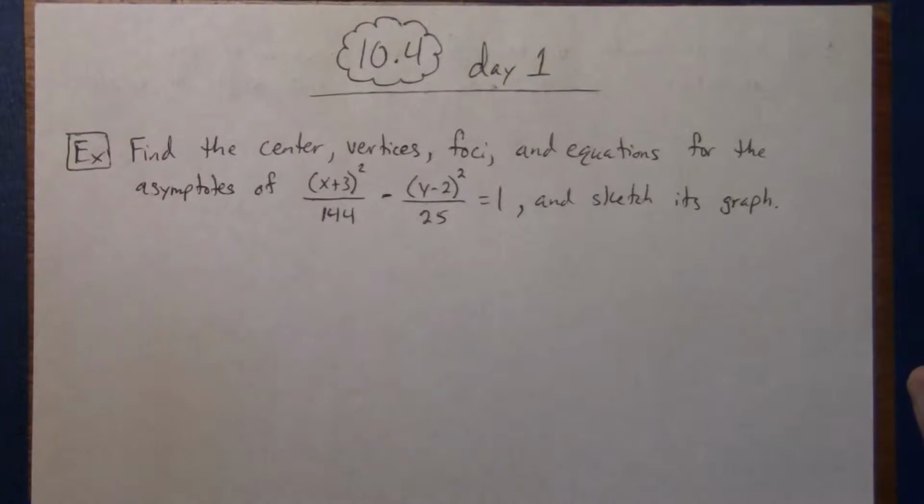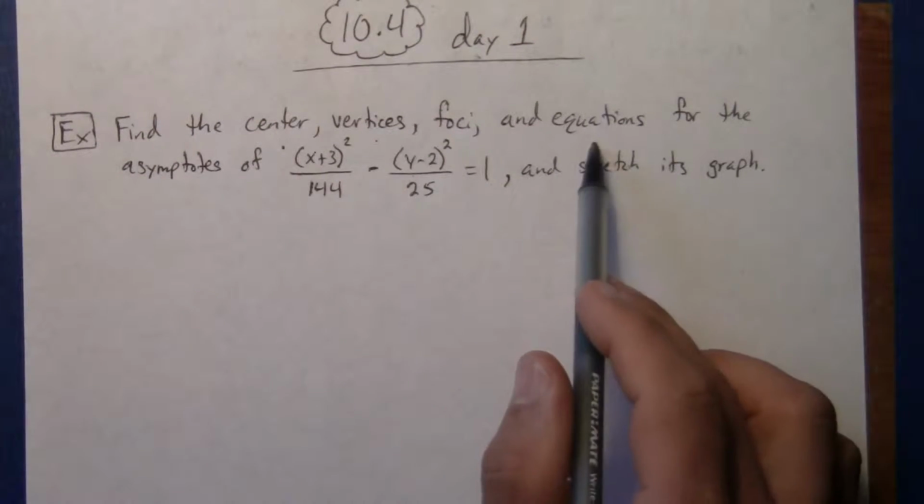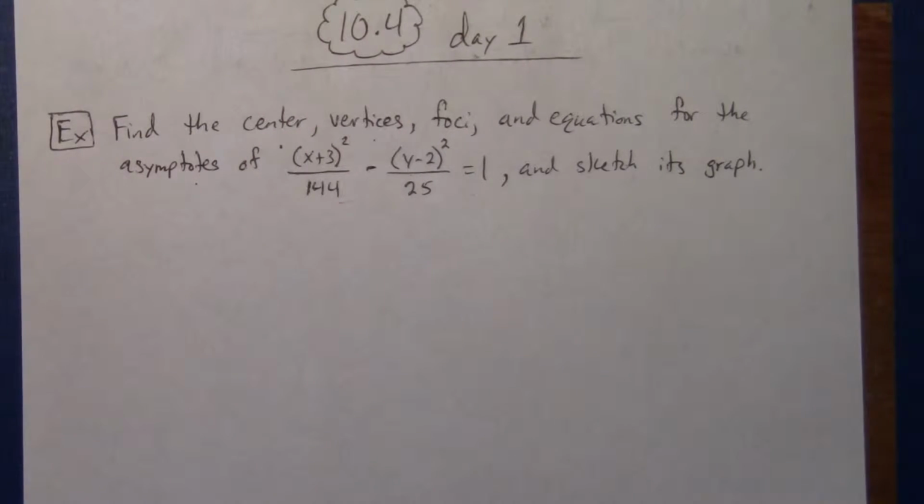Okay, 10.4 day 1 homework calc. I'm going to take a look at 3 problems. Going to take a look at one where they ask us to find the center, vertices, foci, and the equations of the asymptotes of this hyperbola, and then ask us to sketch the graph.